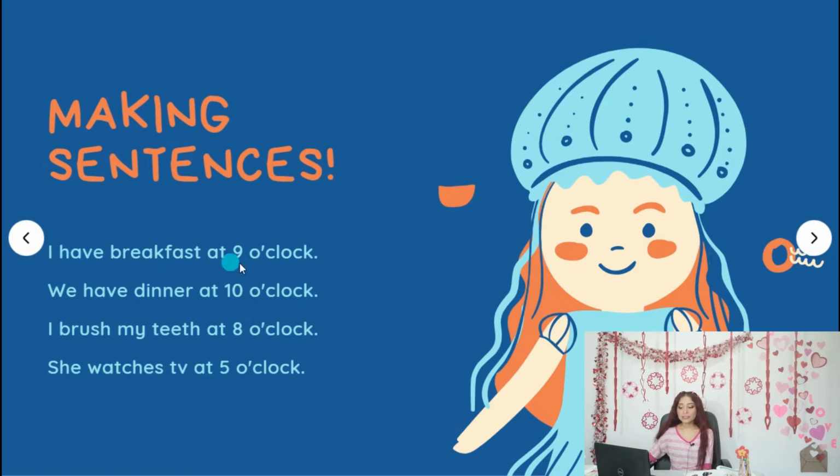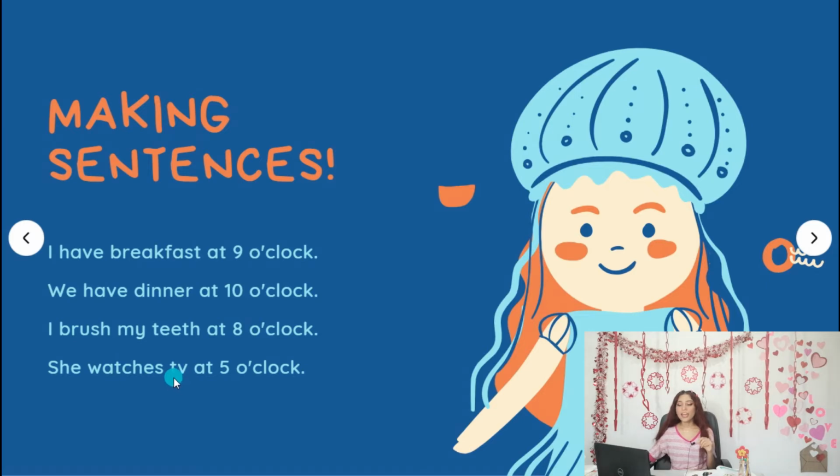I have breakfast at 9 o'clock, okay? So you have the subject, the vocabulary, at, and the time. We have dinner at 10 o'clock. I brush my teeth at 8 o'clock. She watches TV at 5 o'clock. Most of the time when you have a third person, what is a third person, teacher? A third person is he, she, or it. You are going to add an S at the end. In this case, we're going to add ES.